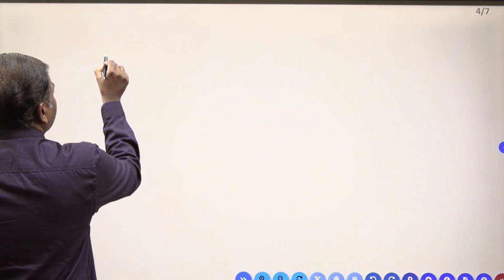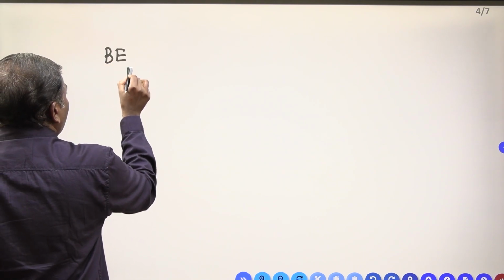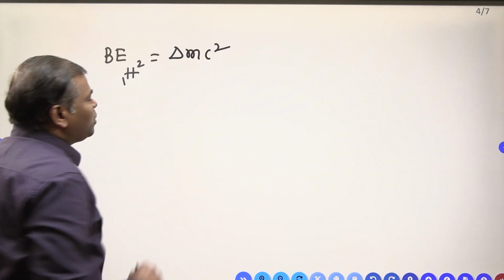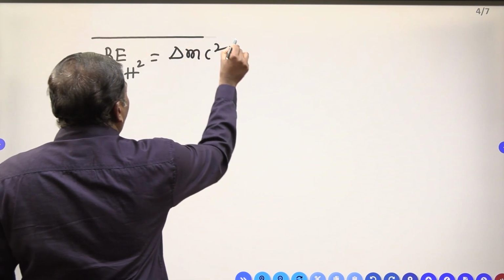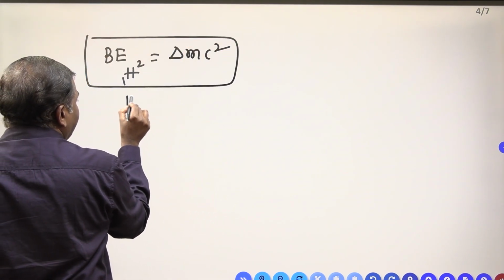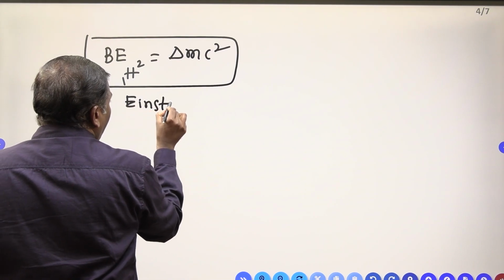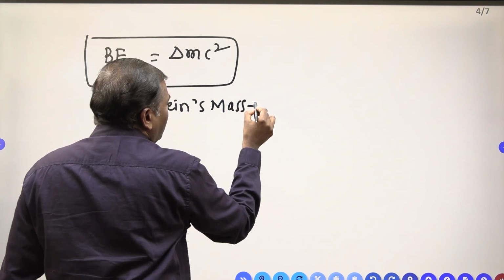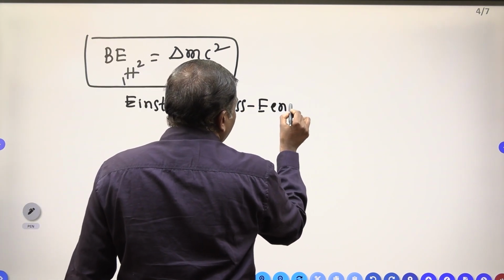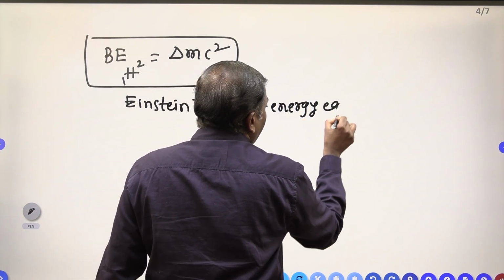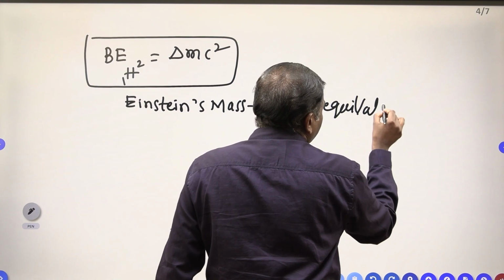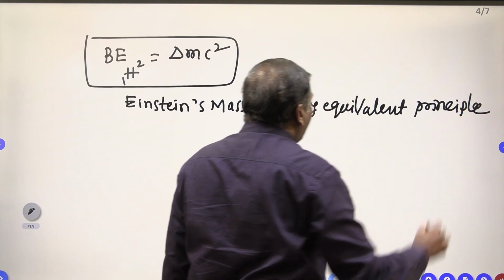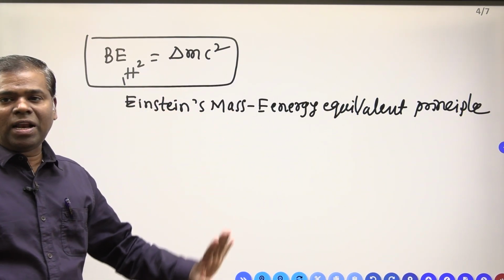Delta M, we found the binding energy of the deuteron is equal to delta M into C square. This is the Einstein mass energy principle. Which principle is it? Einstein's mass energy equivalent principle. Right? Which principle is it? It is Einstein's mass energy equivalent principle.